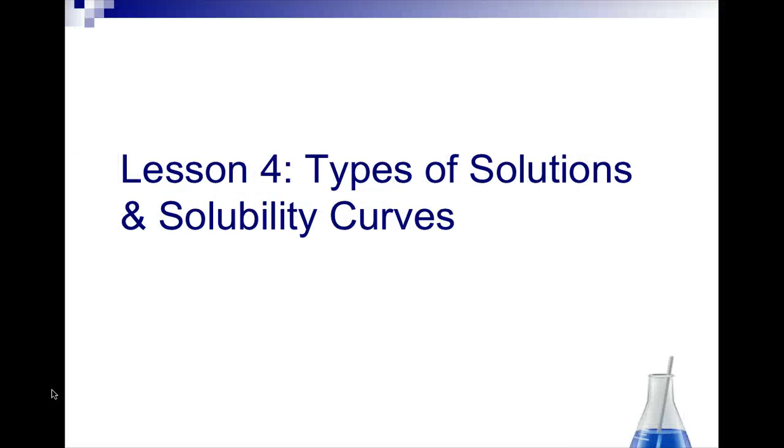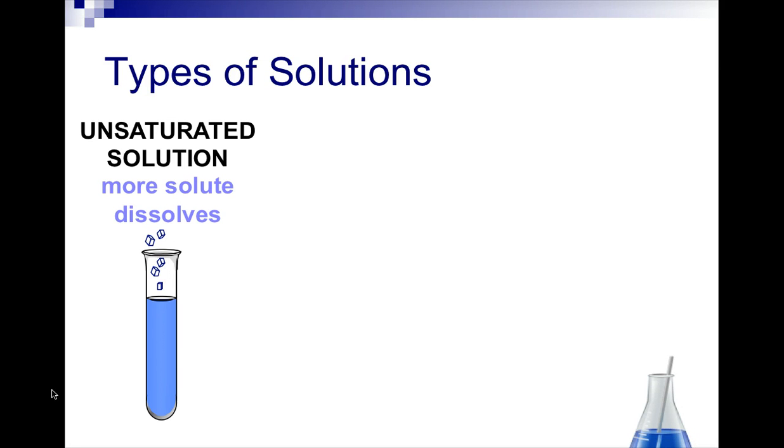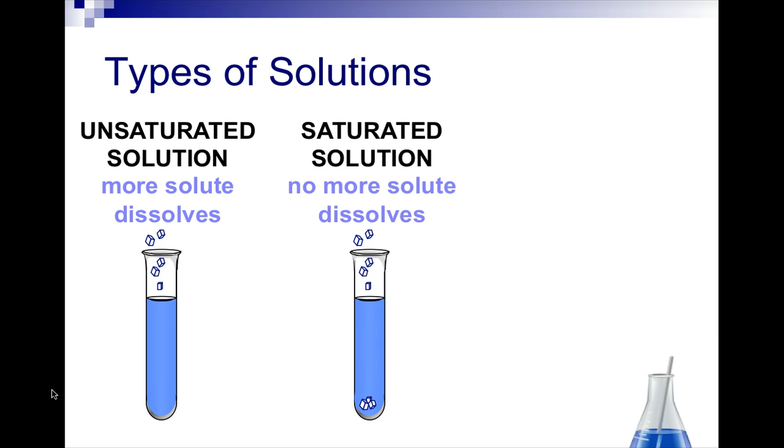Lesson 4, types of solutions and the solubility curve. So the types of solutions. We have unsaturated solutions, which means you can actually dissolve more solute in the solvent. We have saturated solutions, where the solvent holds as much solute as it possibly can.